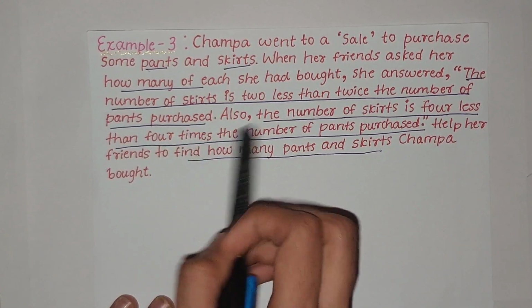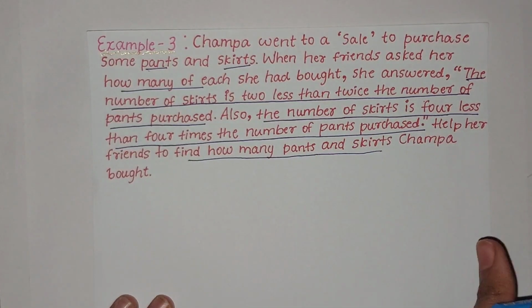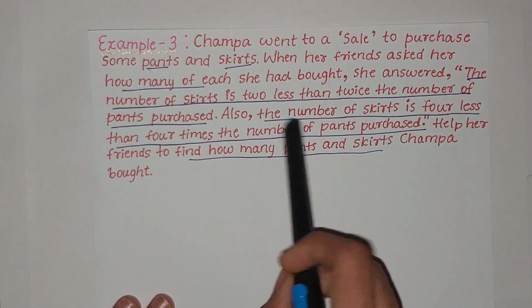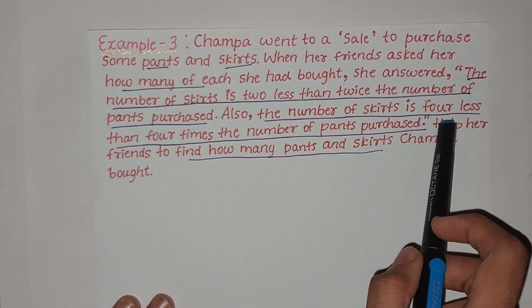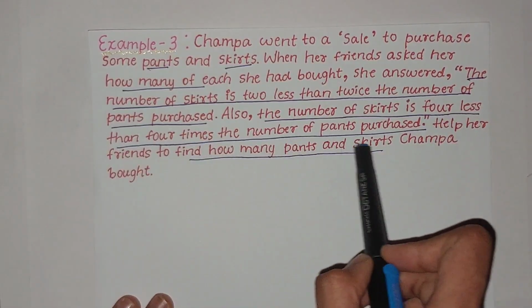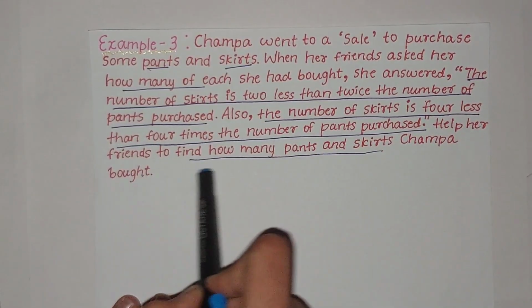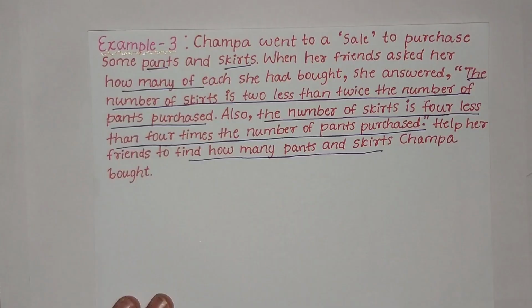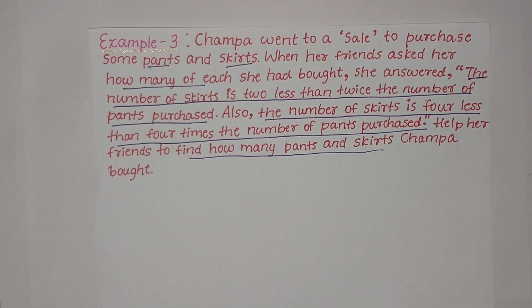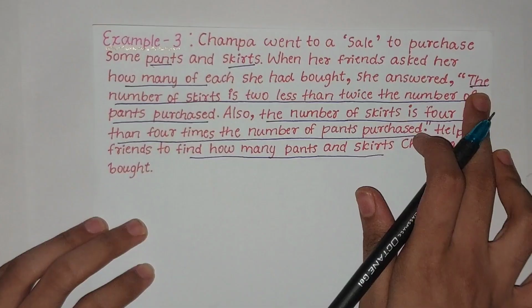It's too tough? No guys, it is literally not tough. It is very easy. Okay, I'll help you. And the number of skirts is 4 less than 4 times the number of pants purchased. Help her friends to find how many pants and skirts Champa bought. Now, let's help Champa's friends. To do that, let me first decode this sentence.